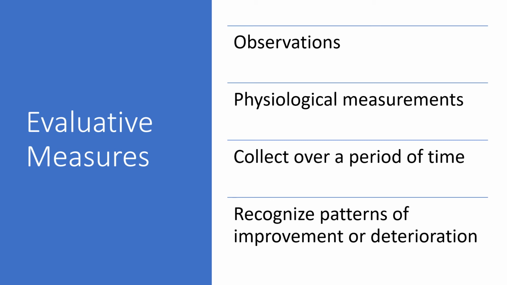Evaluative measures include observations and physiological measurements. I talked about respiratory rate, pain, and different things that I can actually measure. Urine output and weight are physiological measurements. Collect them over a period of time, and then recognize patterns of improvement or deterioration. As you gain experience, you will start to recognize those patterns that happen when somebody is going to deteriorate.